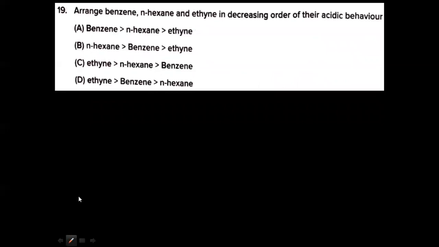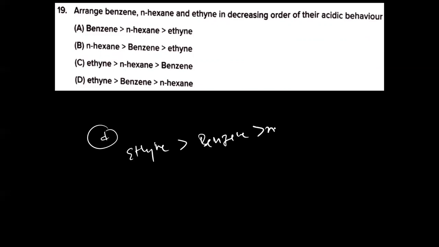19. Arrange benzene, hexane and ethane in decreasing order of their acidic behavior. This is also concept oriented. So in question number 19, we can predict the answer D, that is ethane greater than benzene greater than N-hexane.